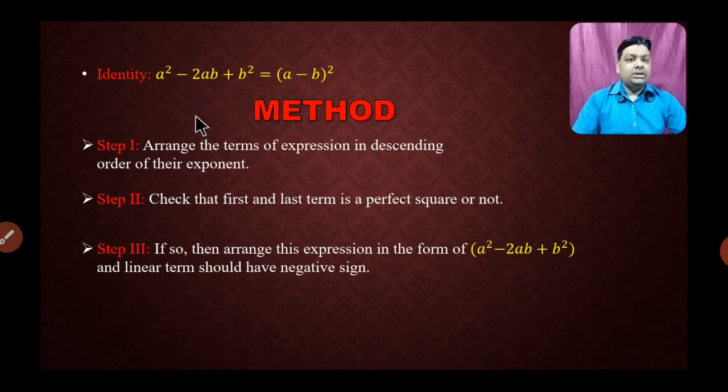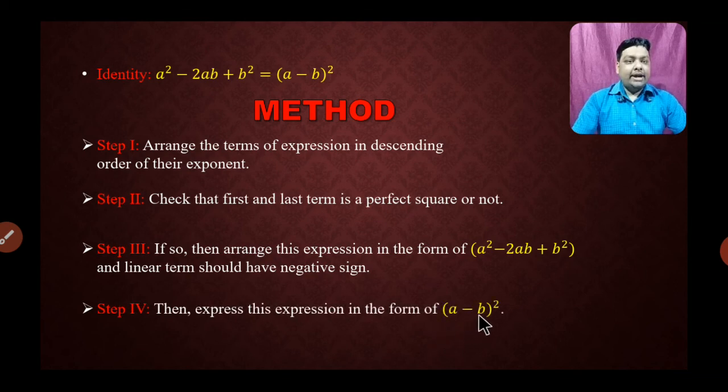Then we will express the expression in the form of a square minus 2ab plus b square. And if any expression is in the form of this, then we will change the expression to a minus b to the whole square. Okay, so let's see some questions here.